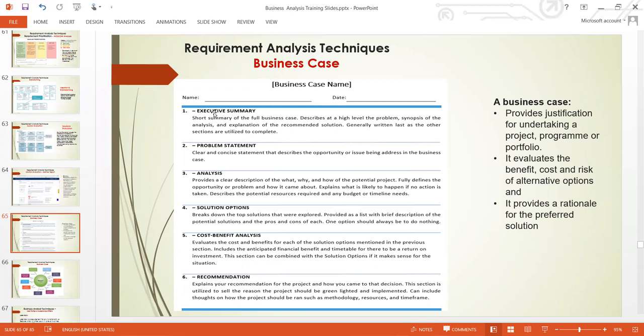So that is a business case. To write it, first we do the executive summary. The first thing we do is an executive summary of the business case. We describe at a high level the problem, a synopsis, analysis, and explanation of the recommended solutions. It's good to capture everything within the executive summary, because management might not have time to go through a detailed business case or all its pages. So the business case must have a very good executive summary where you capture everything.